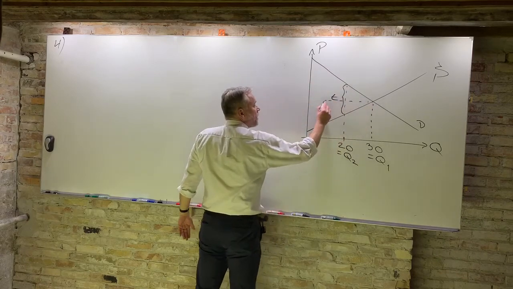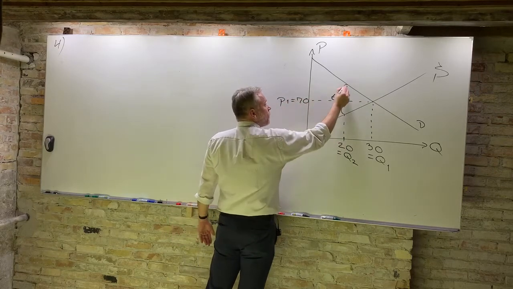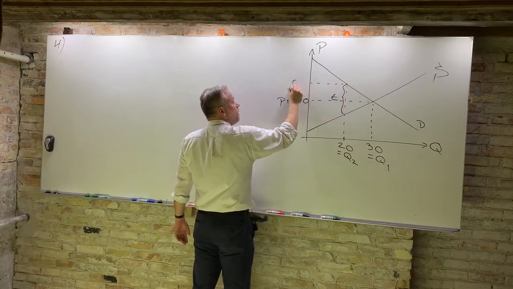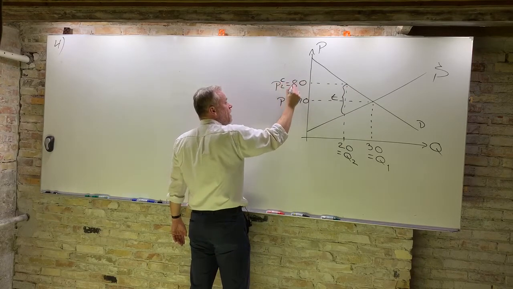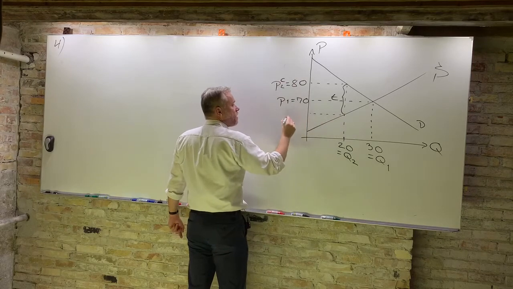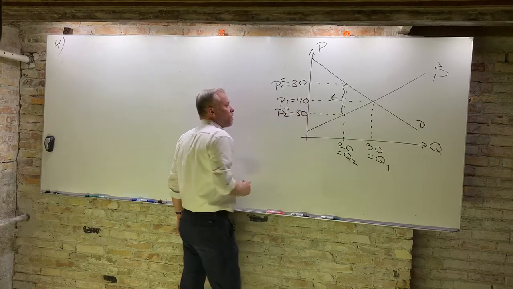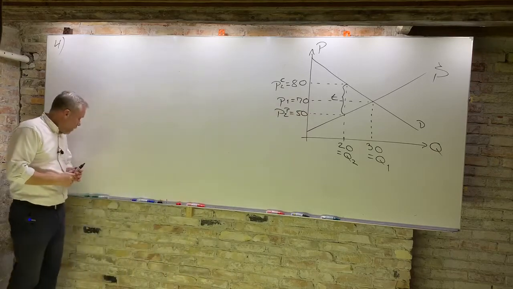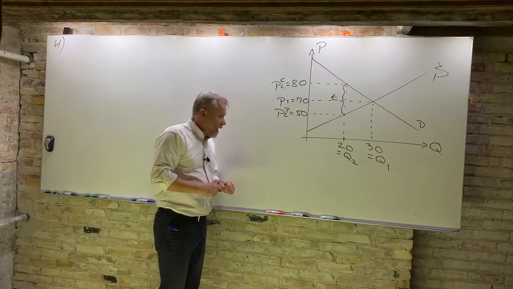Then we had a price initially equal to 70. And then after the introduction of the tax, the consumer price increased to 80 and the producer price decreased to 50. So that's a sketch showing the equilibria before and after the introduction of the tax.